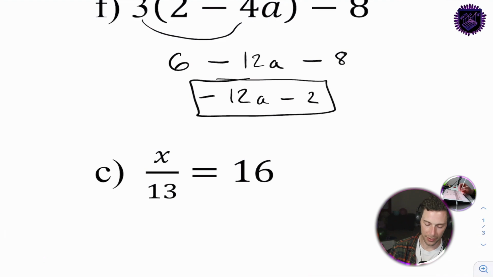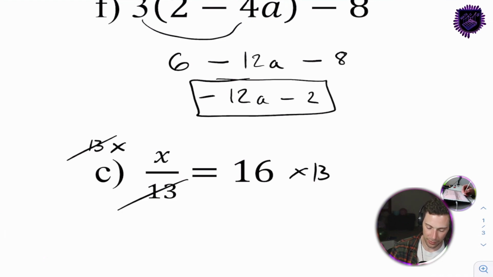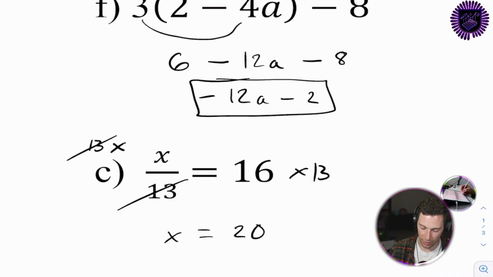X is being divided by 13, so we want to multiply this side. Multiply by 13. And then multiply this side by 13. On this side, times 13 and divided by 13 cancel out, so we're left with x is equal to 16 times 13. 16 times 10 is 160, plus 16 times 3, which is 48. 160 plus 48, 208. X is equal to 208.